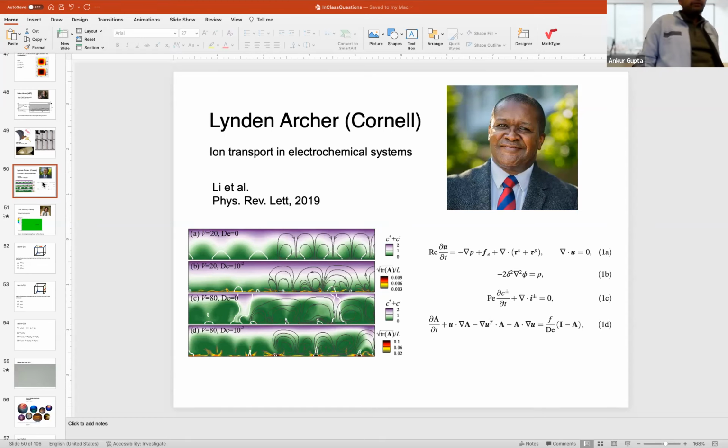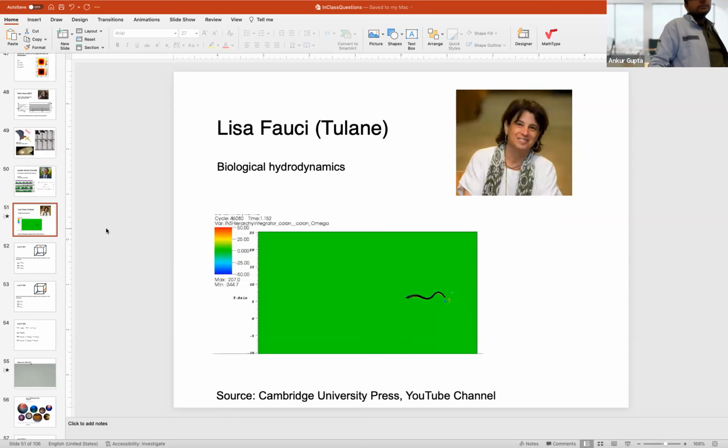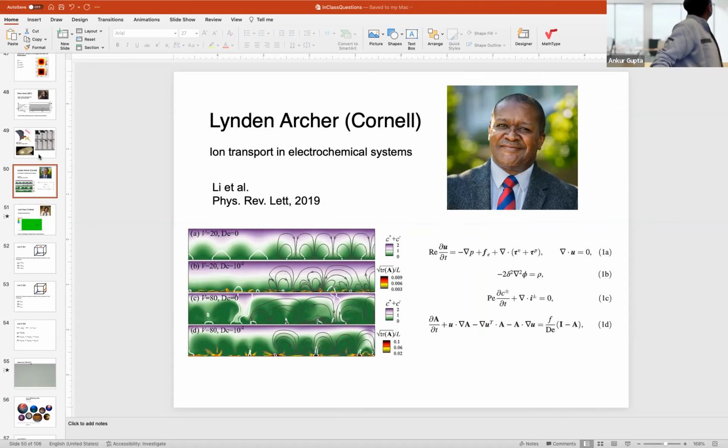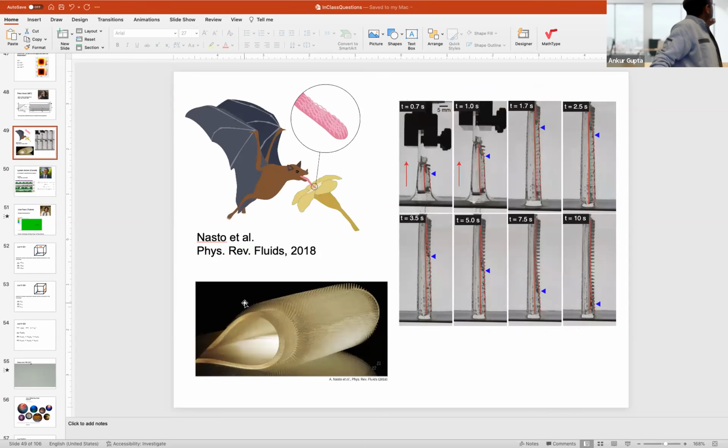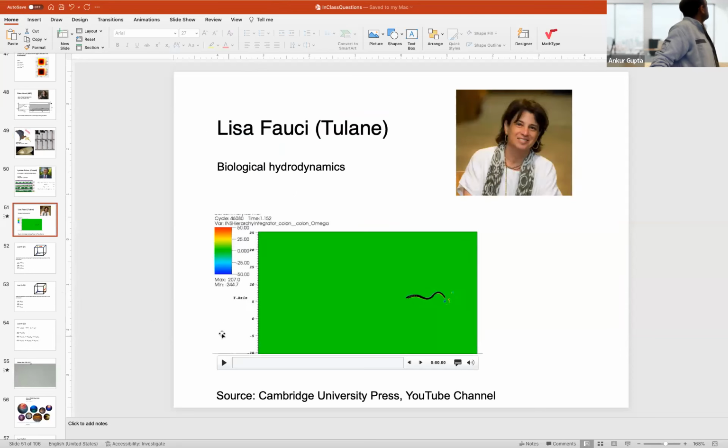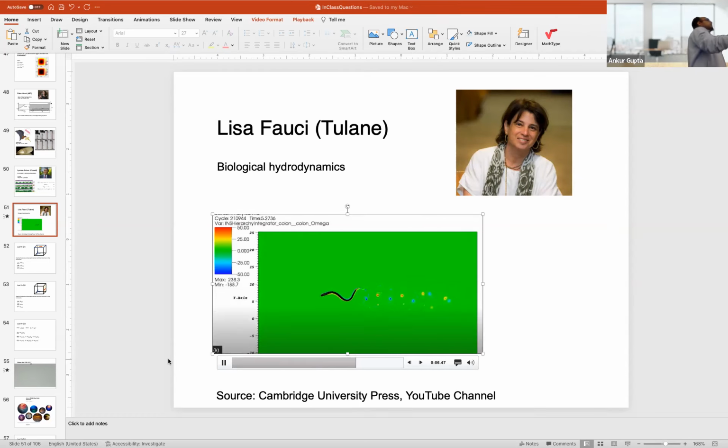Okay. Finally, another fundamental example is Professor Lisa Fauci from Tulane. This is biological hydrodynamics. What I showed here was something happening within a fluid flow. Here the structure changes the fluid a little bit, but here it's even more coupled. The motion changes, creating these patterns behind it, and it's a two-way coupling, right? Those patterns influence it. There's an elasticity; the material is also changing its shape.